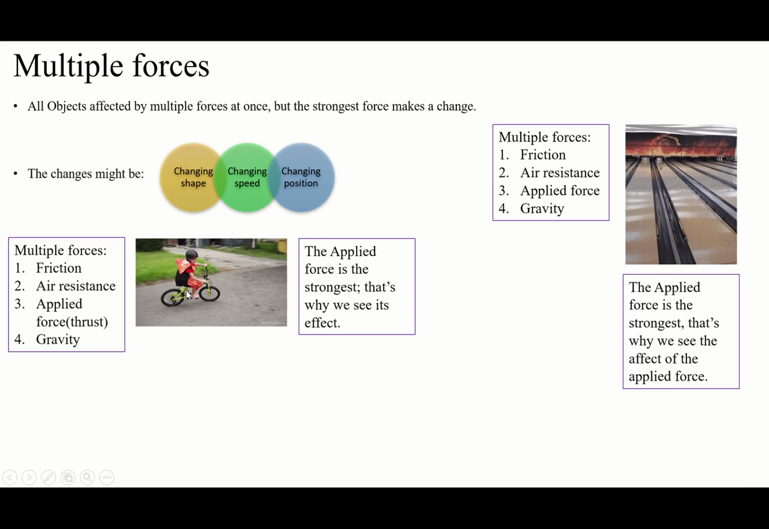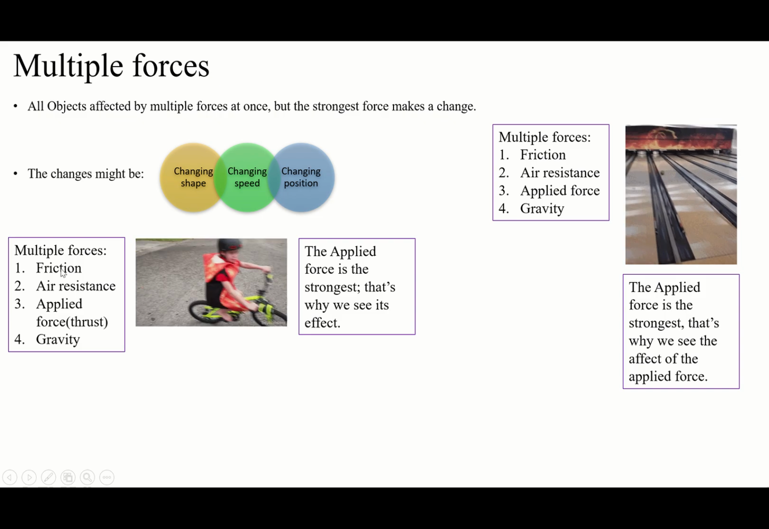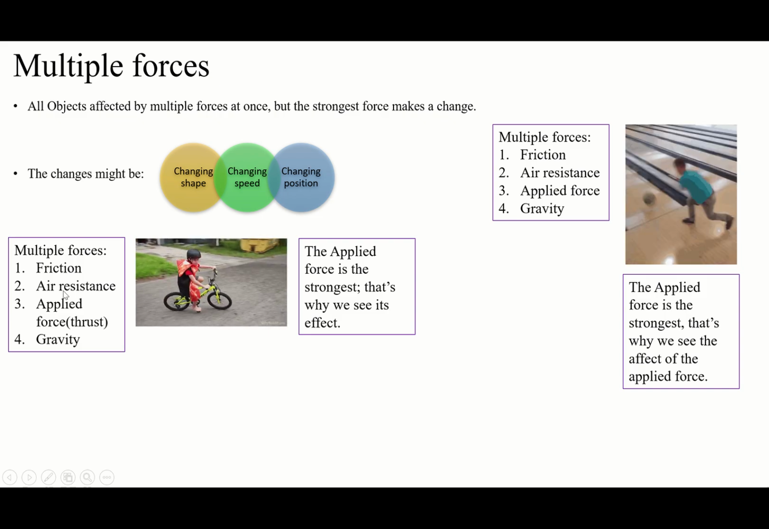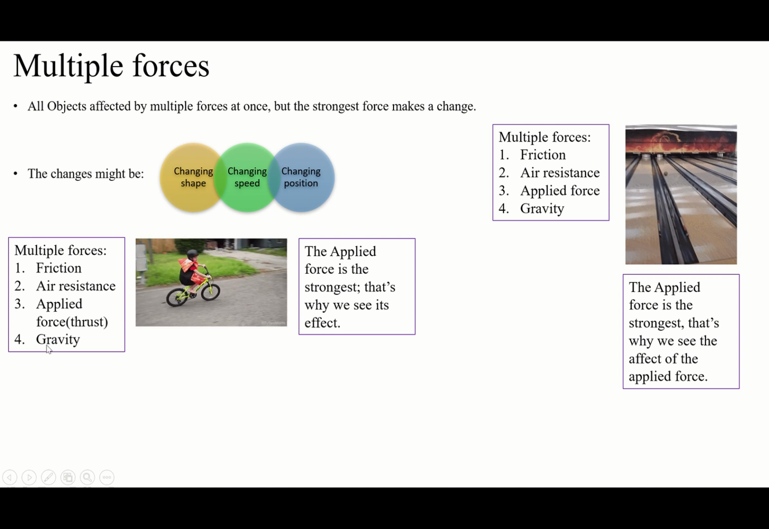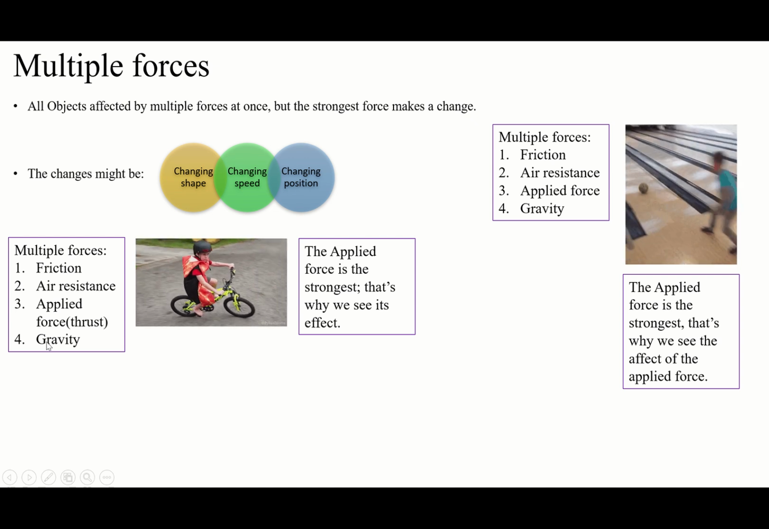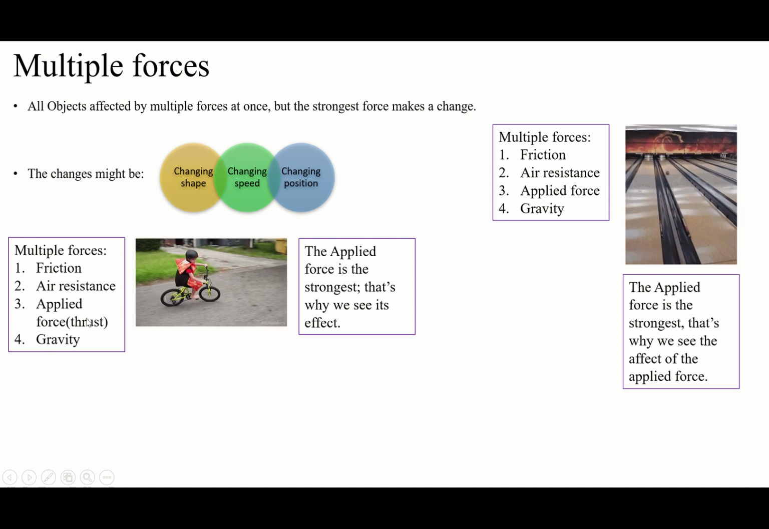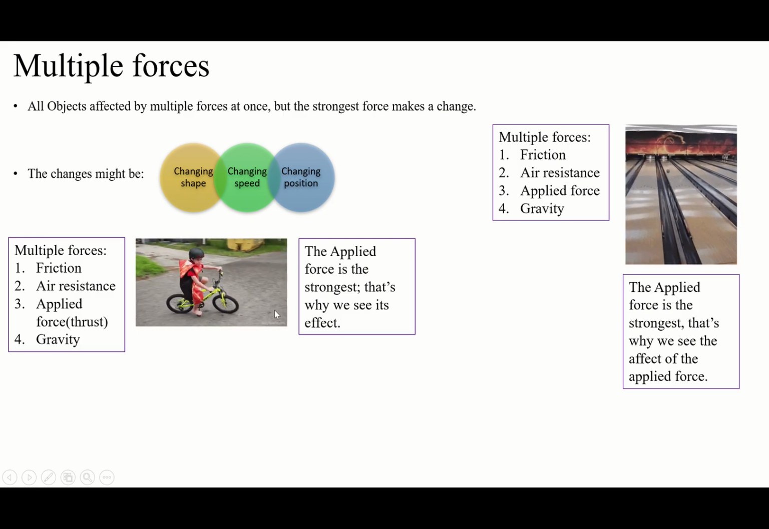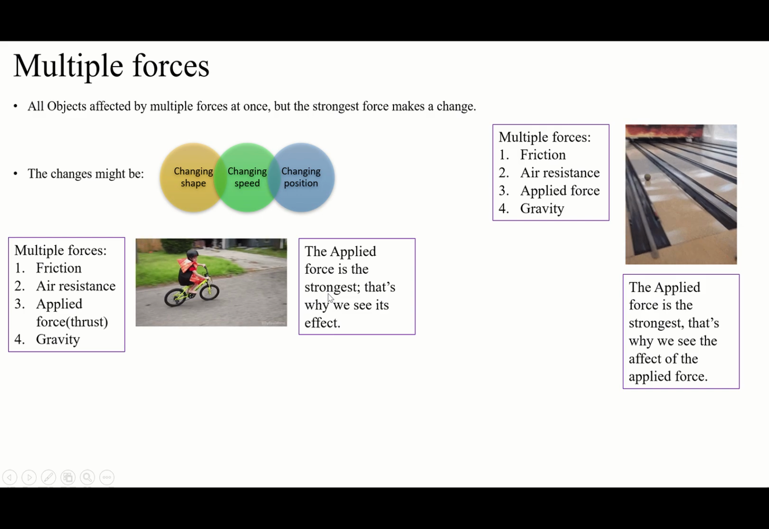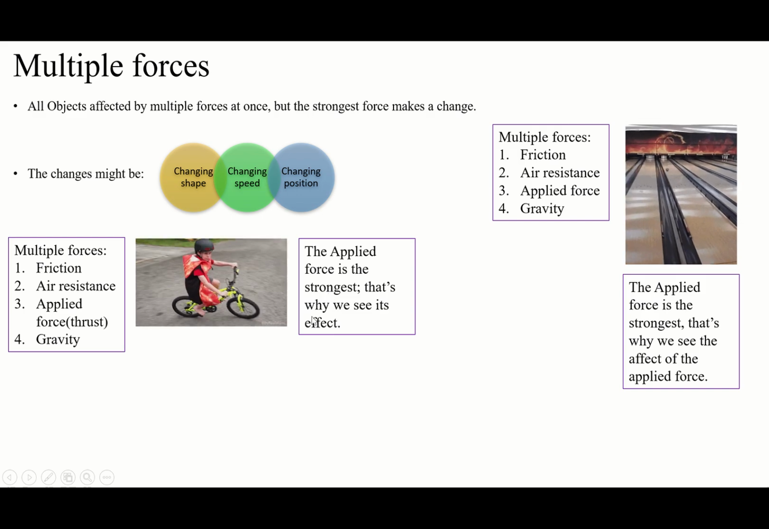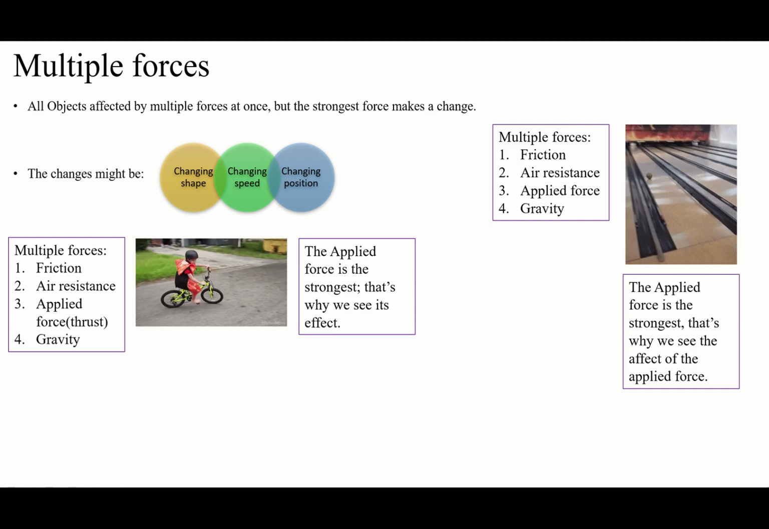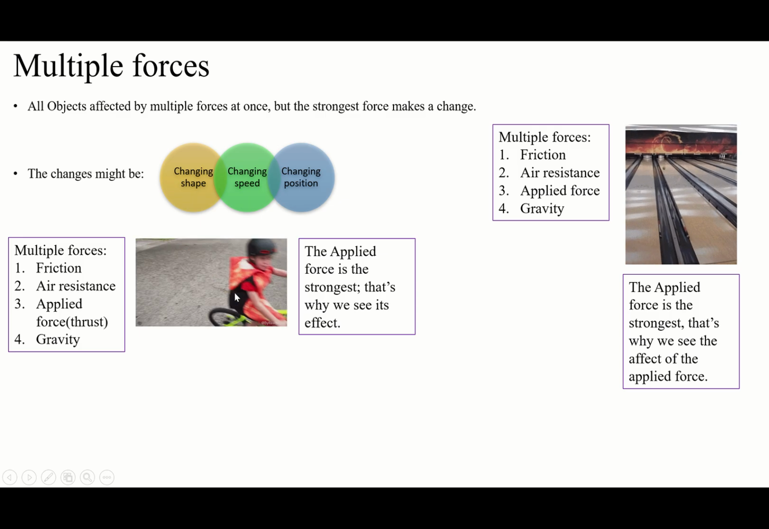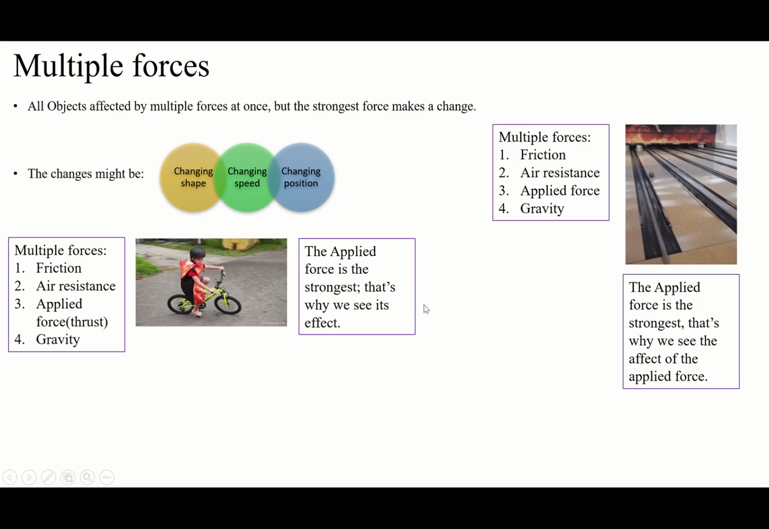But the bicycle moves to the front. Why not to the back? Friction is to the back. Why not to the back? Air resistance is to the back. Why not down? Gravity pulls down. Why is it going to follow the applied force? Applied force wants to push it to the front because applied force is the strongest. That's why it's going to make the change. We can see only the effect of the applied force. We cannot see the other forces.